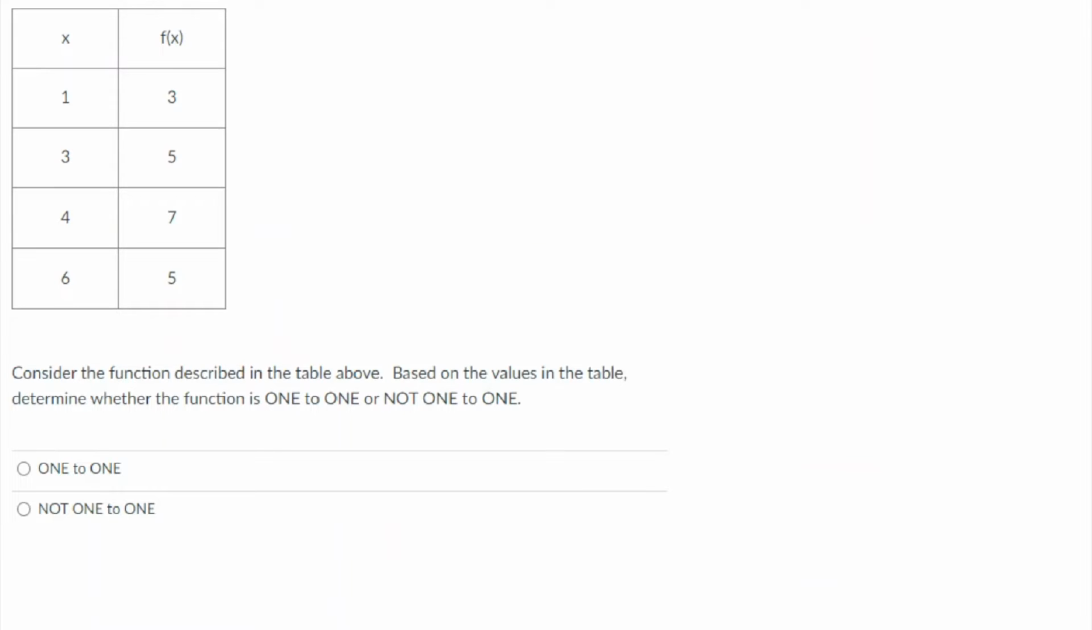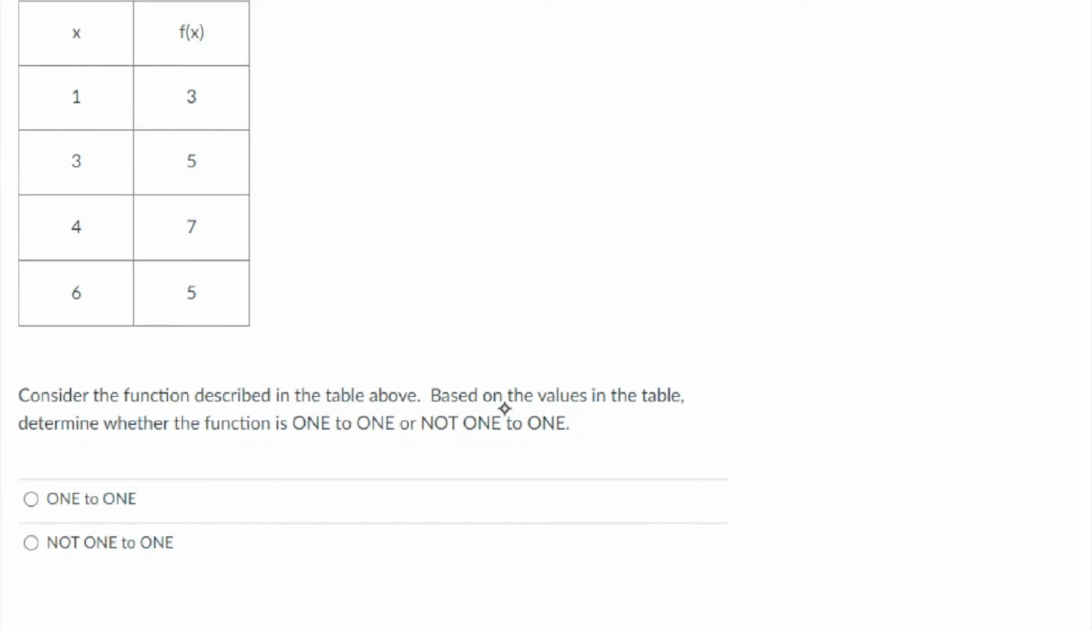So here we're asked for this function, based on the tables and the values, is it 1-to-1 or not 1-to-1? As soon as we hear 1-to-1, we think in our mind horizontal line test. The idea of 1-to-1 is for every input, there is a unique output.